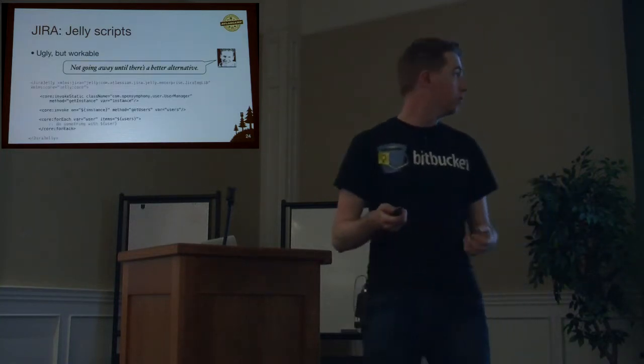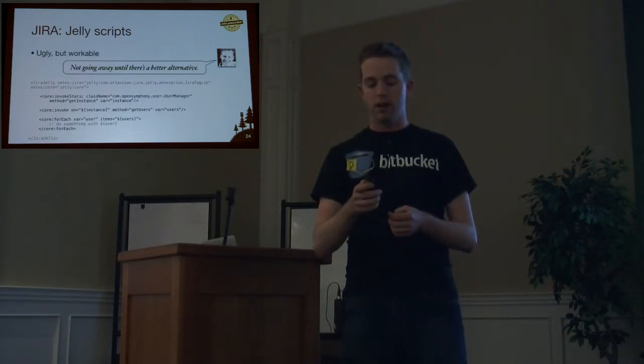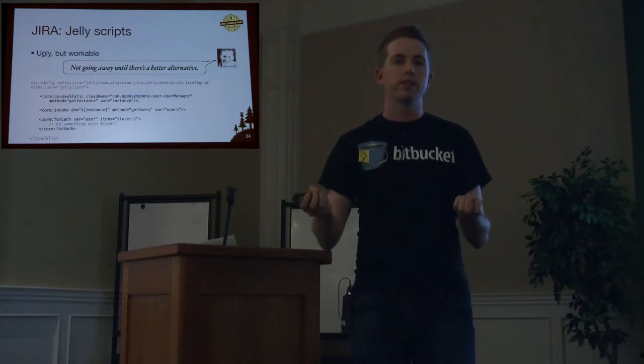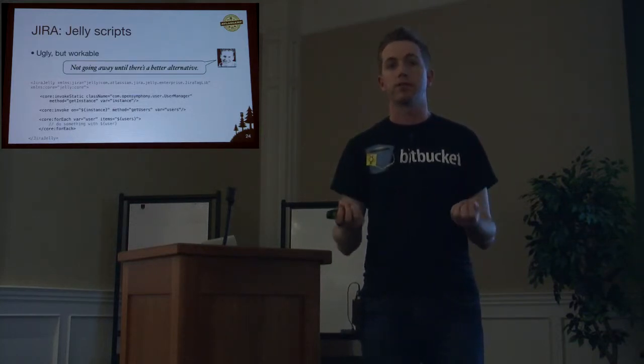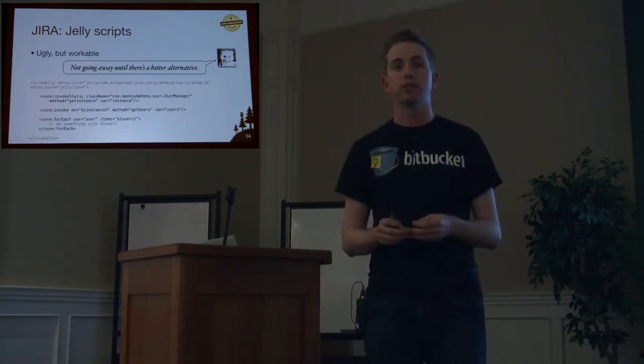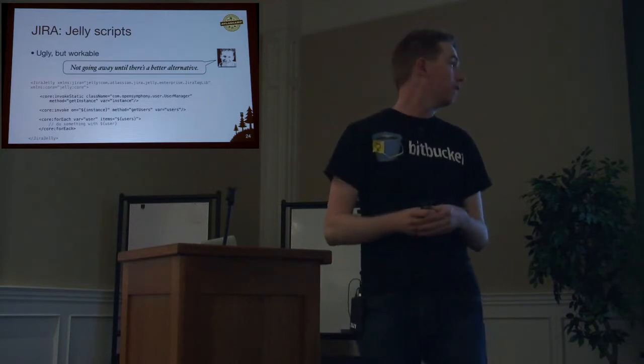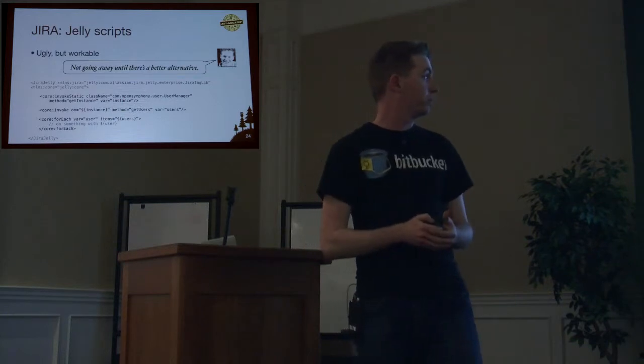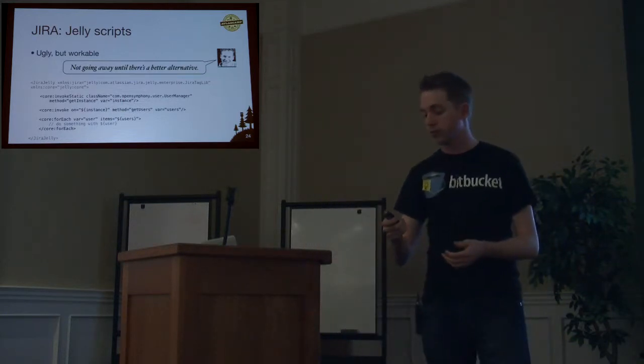As an example of a short Jelly script, this is one that iterates through all the users in the system. You could use this to send a notification to all the people in your system, say, outage notifications or something like that. And that's built right into JIRA, and you should be using it really if you're administering a service.